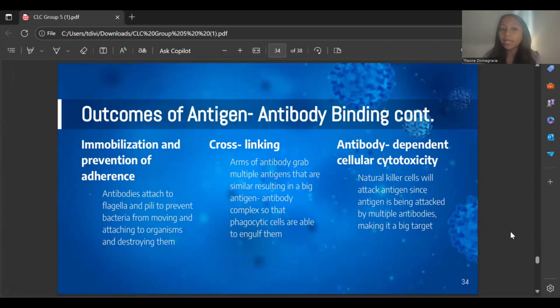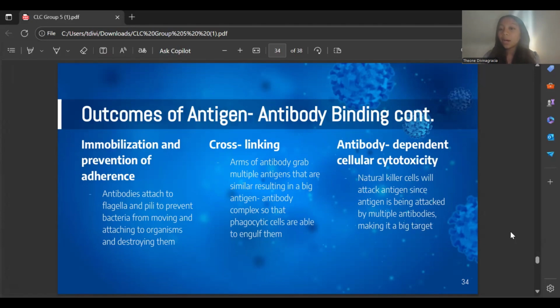Fourth, we have immobilization and prevention of adherence. Antibodies attach to flagella or pili to prevent bacteria from moving and attaching to organisms and destroying them. Fifth, we have cross-linking. The arms of the antibody monomer grab multiple antigens that are similar, resulting in a big antigen to antibody complex so that phagocytic cells are able to engulf them.